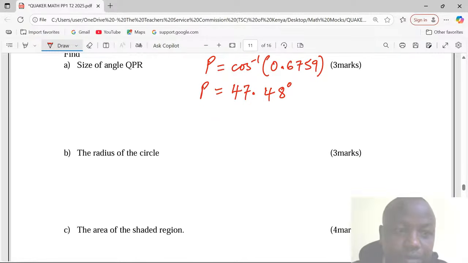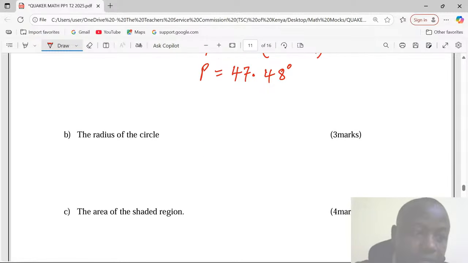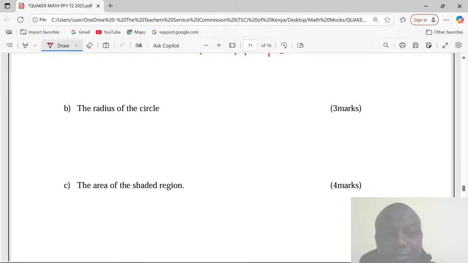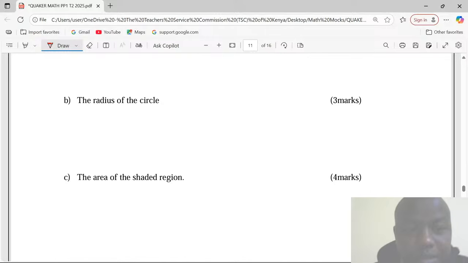Part 2 of this question, part B. This is a very wonderful question, ladies and gentlemen. The radius of the circle.